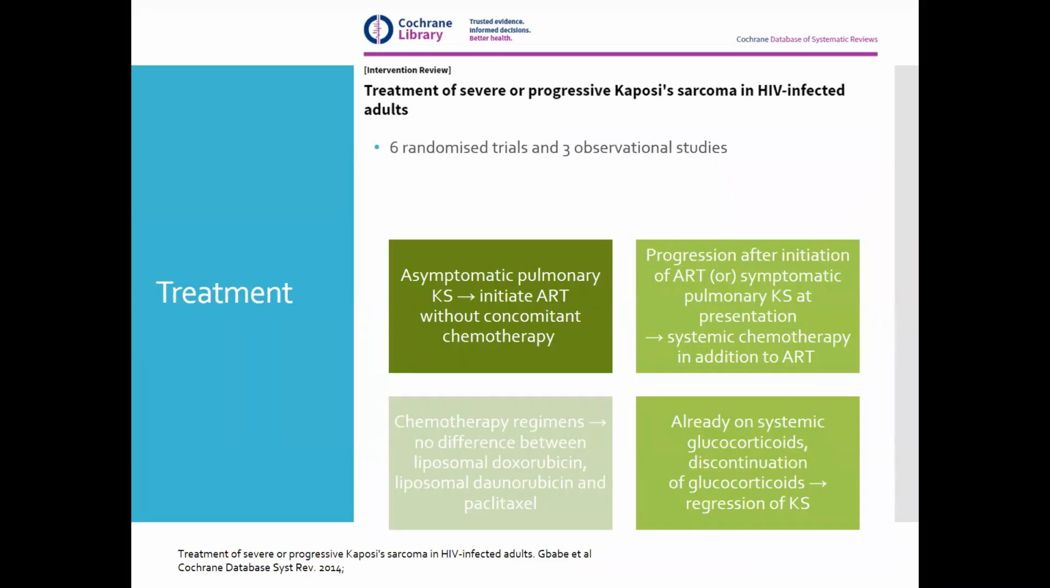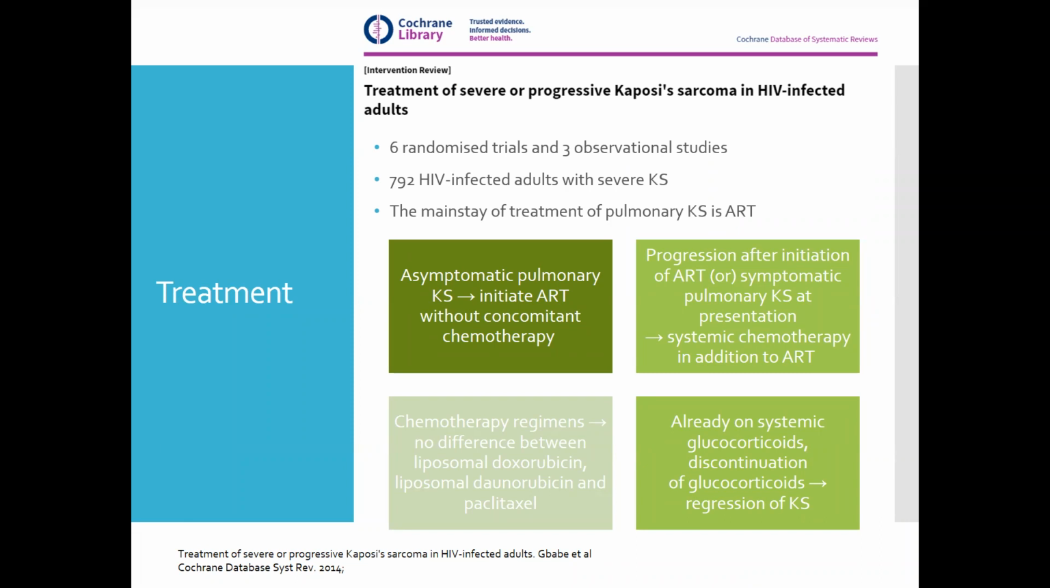In terms of treatment, this was a Cochrane systematic review looking at 6 randomized trials and 3 observational studies, 792 patients. Bottom line, the most important treatment for Kaposi's is to begin with antiretroviral therapy, especially in those who are asymptomatic. If you're symptomatic or if you progress despite being on antiretroviral therapy, then concomitant chemotherapy is important. And usually concomitant chemotherapy is monotherapy.